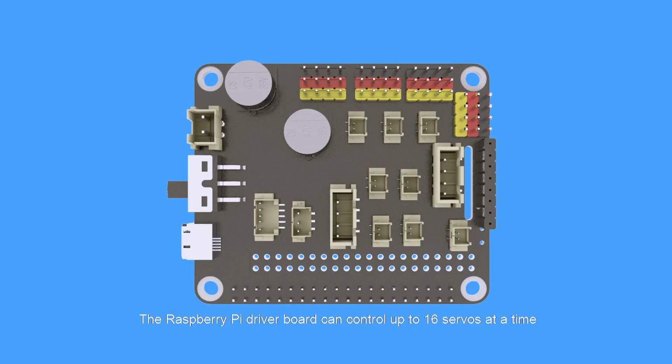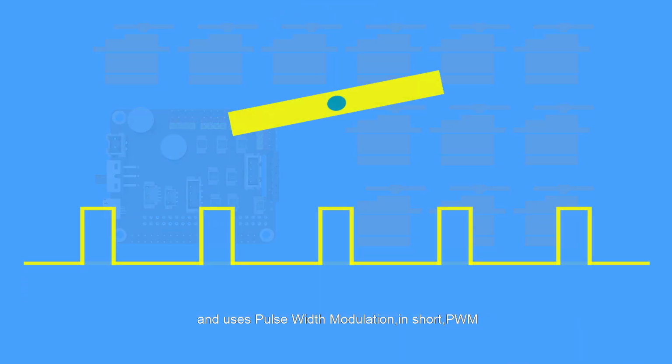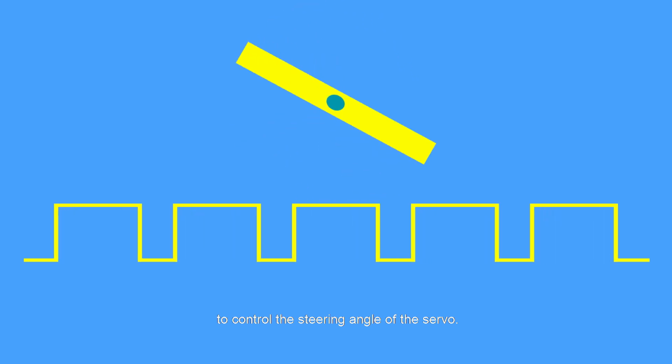The Raspberry Pi driver board can control up to 16 servos at a time and uses pulse width modulation, in short PWM, to control the steering angle of the servo.